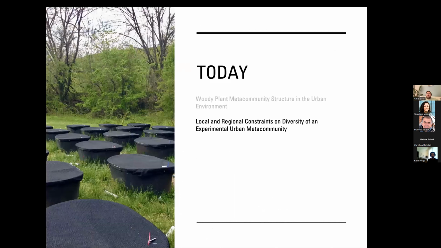All right, so let me move to a different system, completely different, and come at it from a different direction. This is going to talk about not how biodiversity can be high in some locations in urban places, but how biodiversity can be low in some locations. And this is from an experimental point of view.